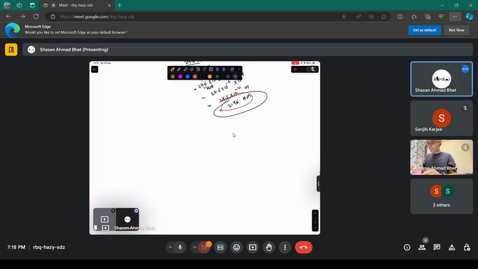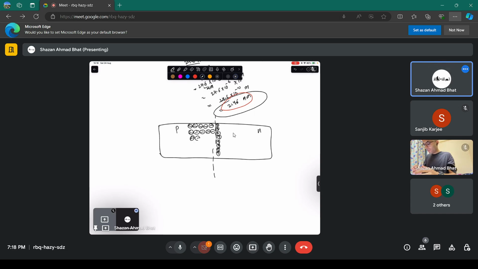It's a very small length. To physically show how small this length is, if this is the N side, this is the P side, and this is the metallurgical junction where the two regions are physically in contact and the space charge region is formed, let me show the exaggerated version of how the space charge would look in an actual device, because of the significant difference in the dimensions of the space charge region on the N side and the P side. This will be 2.46 nanometers, and this will be the rest of it.